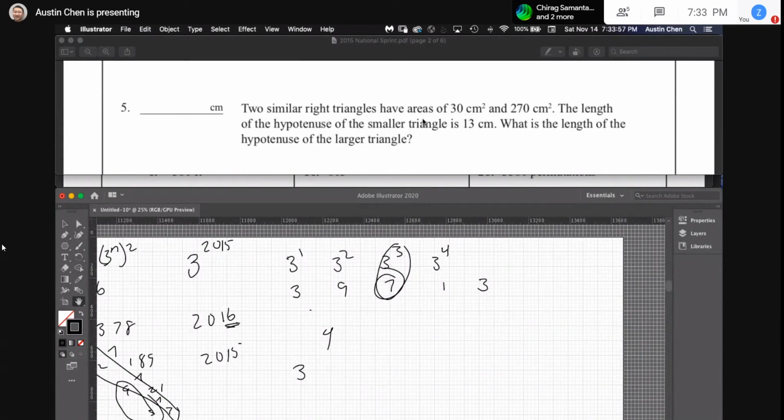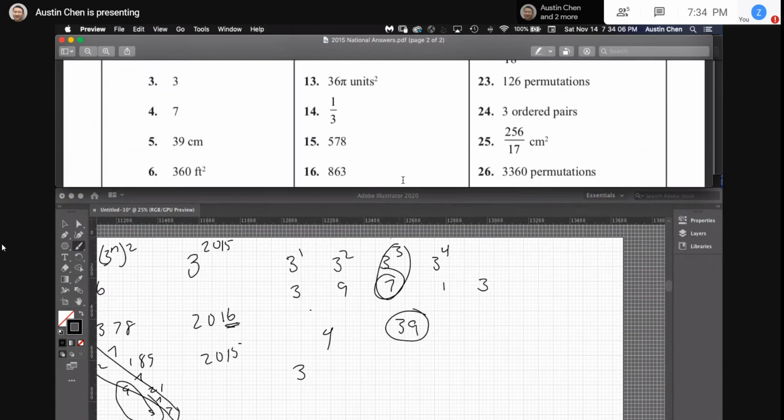So the hypotenuse of the smaller triangle is 13 centimeters, and the hypotenuse of the larger triangle is going to be 3 times 13, or 39. Yep, it's 39.